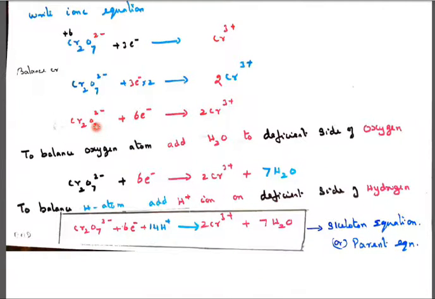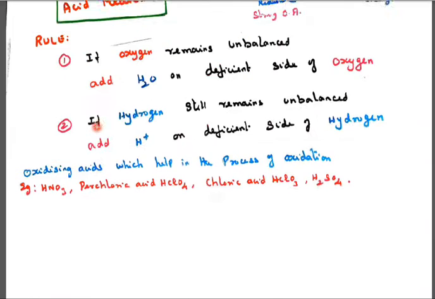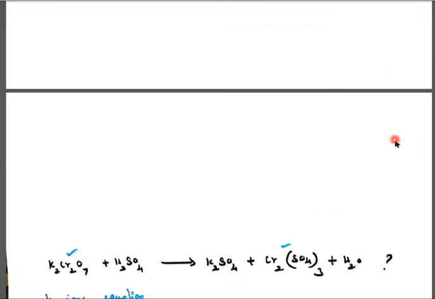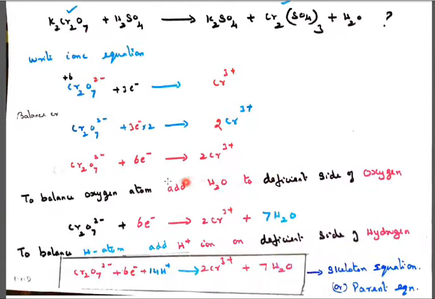Next we should balance the oxygen. So that's where we should apply the rule. To balance oxygen, add water to the deficient side of oxygen. So here we should see which side is deficient in oxygen. Here it has 7 oxygen. Here there is no oxygen at all on the right side. So we should add 7H2O to the right side in order to balance oxygen.